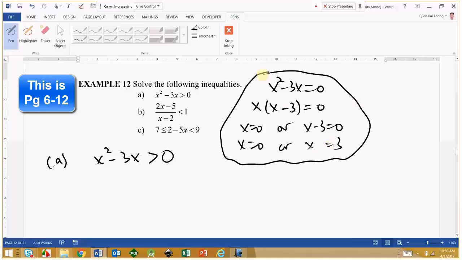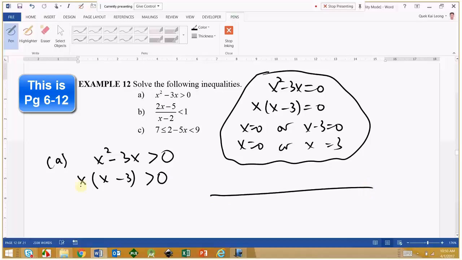But now, instead of having an equal sign, we have an inequality. Okay, so how to do? The method is a bit different already. But we still need to factorize. We still need to factorize: x times x minus 3 is greater than 0. Now after this step, we don't say x is greater than 0, x minus 3 is greater than 0. No. What we are going to do is we are going to draw a number line.